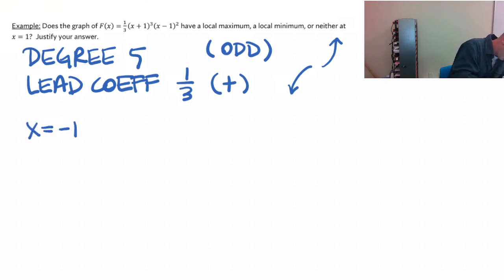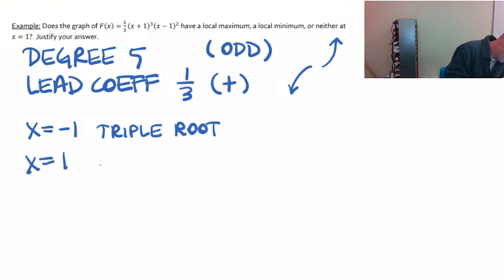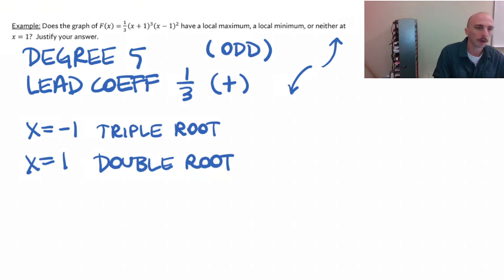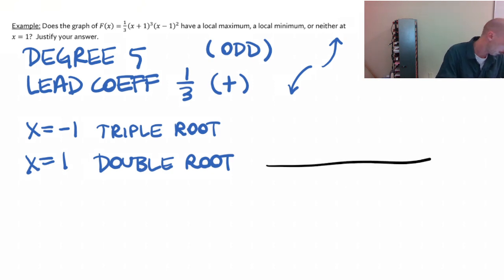Okay, so now I'm going to list out my zeros. x equals -1 for this one, right? Because if x was -1, that factor would be 0. That's going to be a triple root because of that exponent of 3. And then x equals +1, that's going to be a double root because of that exponent of 2 right there. So 1 and -1 are my 2 roots.